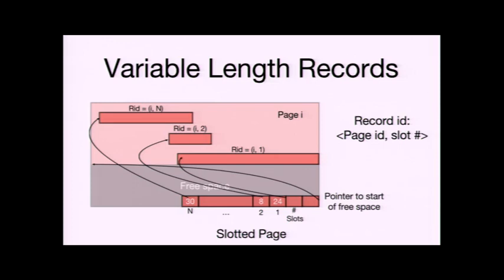So for example, here we have, for slot 1, you have 24 bits, and it will have a pointer to where that record is in your page. And you also keep track of the pointer to the start of free space, so every time you need to insert something, you just use that pointer to go to where you need to insert your records. So that is basically it for file formats.